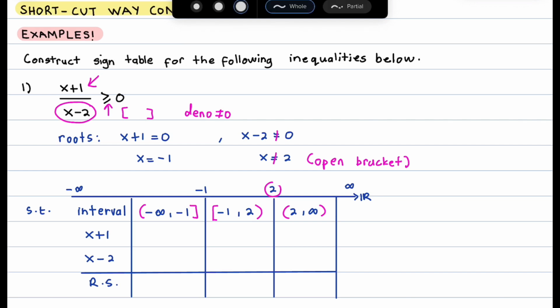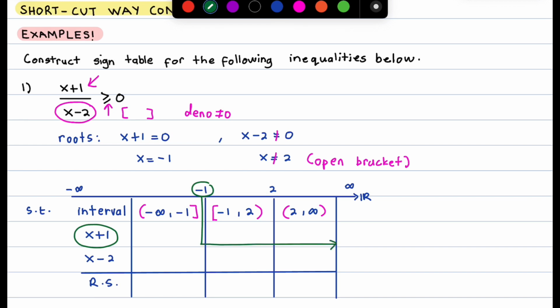Okay. Now let's look at how we construct the sign table by the shortcut way. Now let's look at it one by one. Let's look at the first factor. So if we have a factor of x plus 1, you must know what the root is. So the root here is negative 1. So what I would do is bring down the factor, x plus 1, and to the right of it, what sign would it be? So how I look at it is that if your x is positive, then to your right, it's all going to be positive, and behind it will be negative.